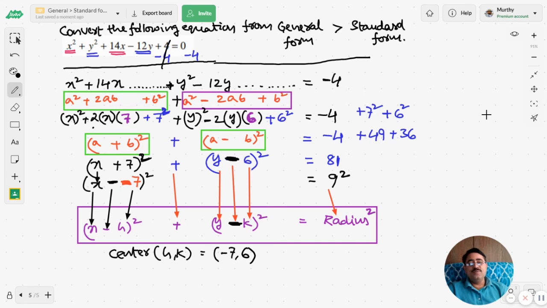And what is the radius? I see that if I drop the square and square, the value of radius equals 9 units. Questions on this?